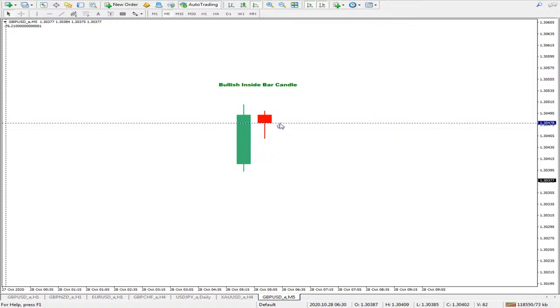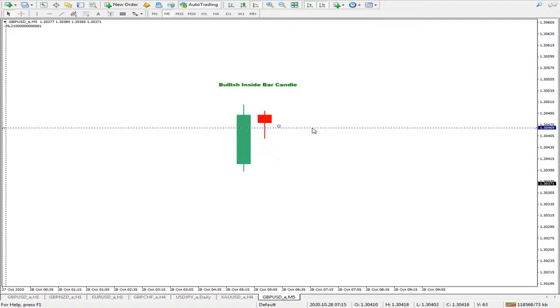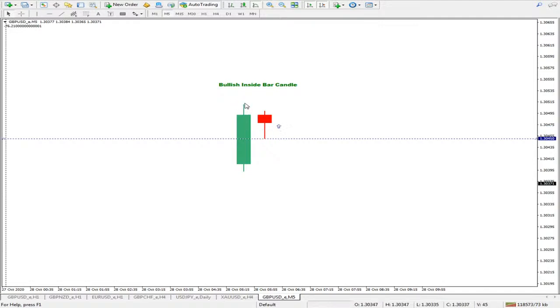Do not enter trades immediately you realize this is an inside bar candle. Instead, place a pending buy limit within half of the previous one, half the bigger candle. So if you have the bigger candle being this, the high is here, the low is there, calculate between the high and the low, find the difference. Then the middle is where you place the pending buy limit.